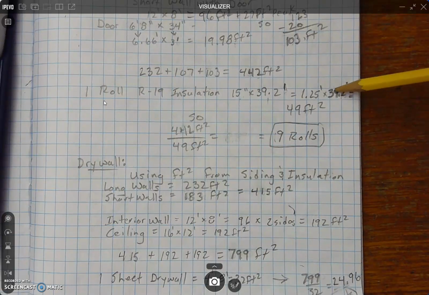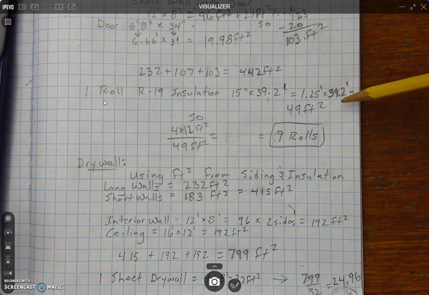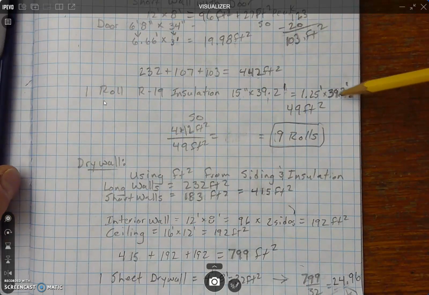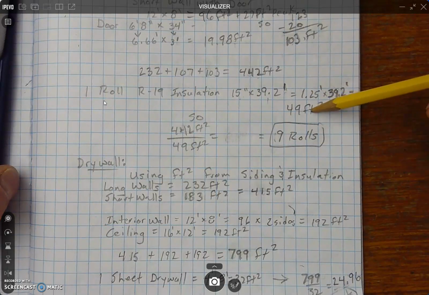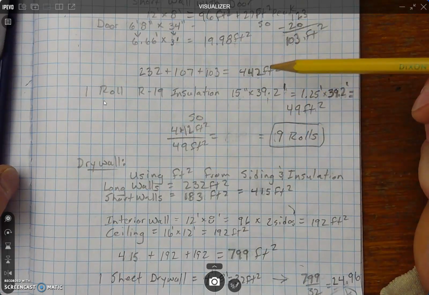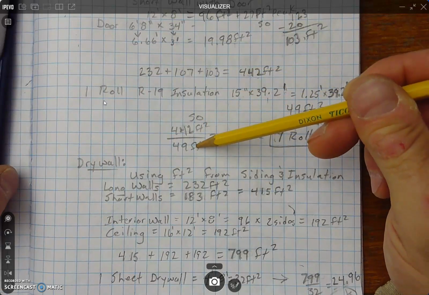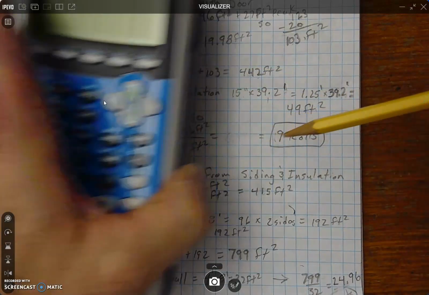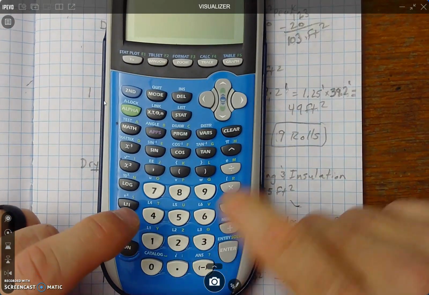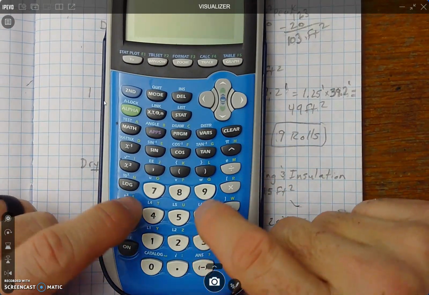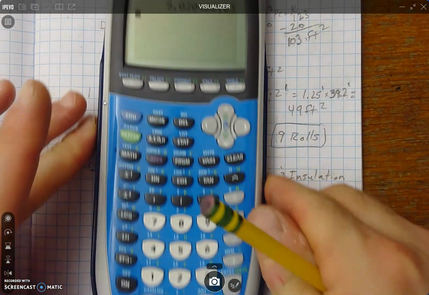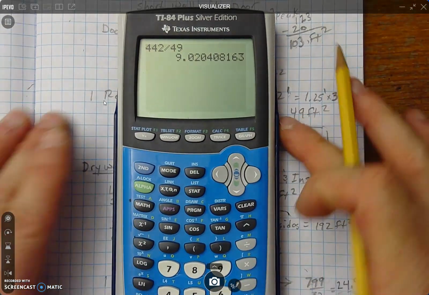I was converting this to inches as if it were, I thought this was 39.2 inches and I was converting it to 3 point whatever feet, right? Well, it's 39.2 feet. So I take this times this and I get this. So if I get 49 square feet per roll, I can take my total, which is 442, and divide it by how much I'm going to get out of a roll. And I'll go ahead and do that, 442 divided by 49. Oops. And I get 9.02.